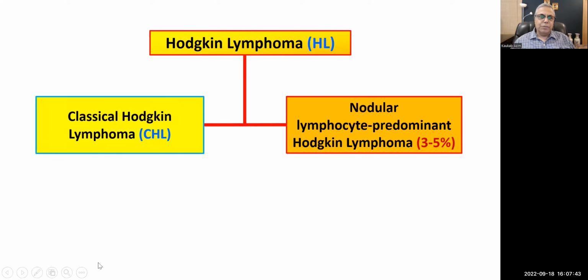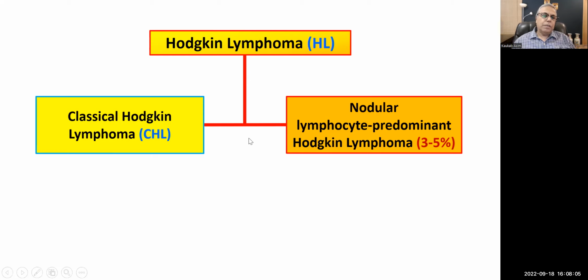The two main subdivisions are classical Hodgkin lymphoma and nodular lymphocyte predominant Hodgkin lymphoma, which are just 3 to 5% of all Hodgkin lymphomas, right? So they are not very common, but the treatment is different in case of nodular lymphocyte predominant lymphomas.